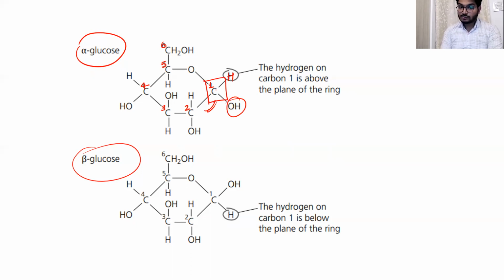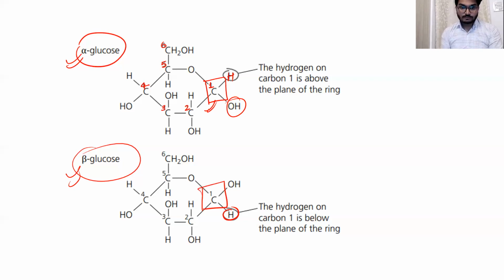If the hydrogen is above the plane of the carbon, that kind of glucose molecule is known as alpha glucose. If the hydrogen is below the plane, that kind of glucose molecule is known as beta glucose. So simply, hydrogen above the plane is alpha glucose, hydrogen below the plane is beta glucose. We are talking about this with respect to carbon number 1.